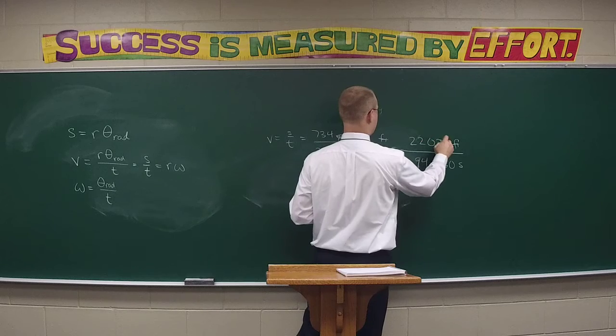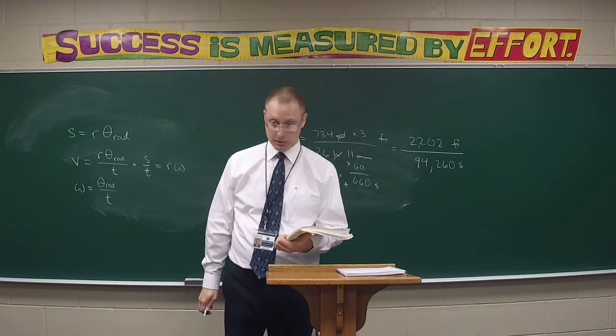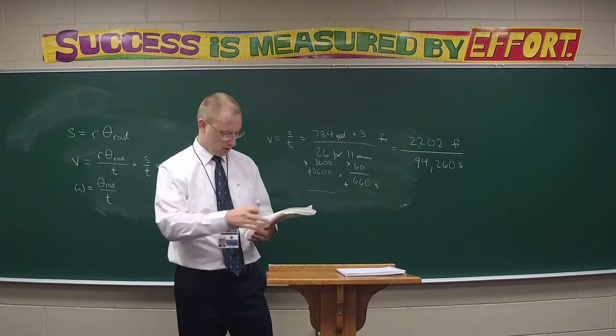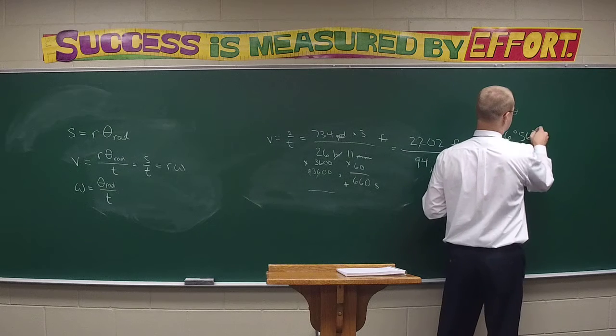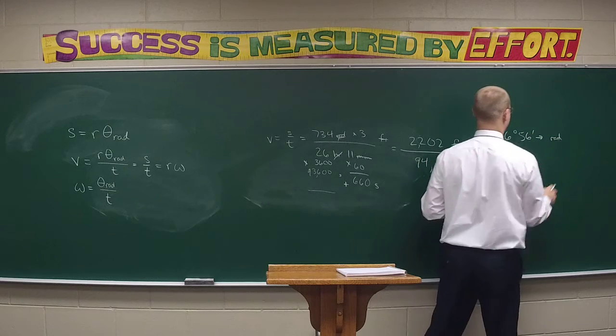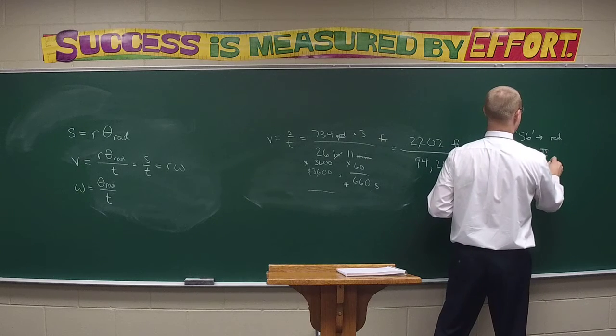2,202. And then when we just divide, that gives you your feet per second. Does anyone need to see number 26 worked out? Yeah. All right. Well, for starters, Ethan, you'll want to change your 126 degrees 56 minutes into radians. So multiply by pi over 180 degrees.